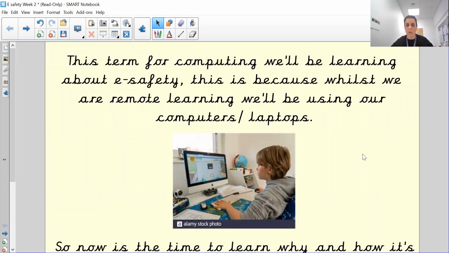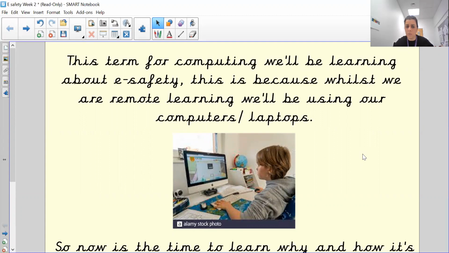Okay, so on the slide here, it says this term for computer, we're going to be looking at e-safety, which is what I've said. So we're looking at how we can stay safe on the computer. So it's really important every day to make sure that we're safe whenever we use any sort of devices, whether it's a phone, a tablet, a computer. But it's even more essential right now, just because we're using so many different devices, having our remote learning from home. I think it's really, really important that we just go over these things now.